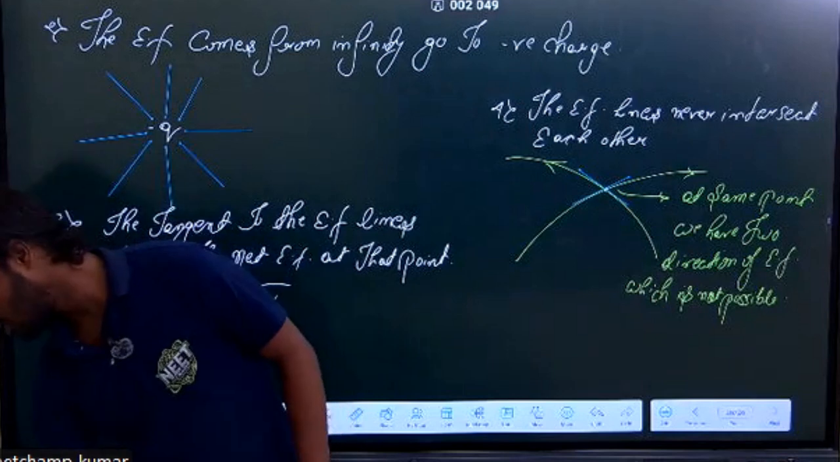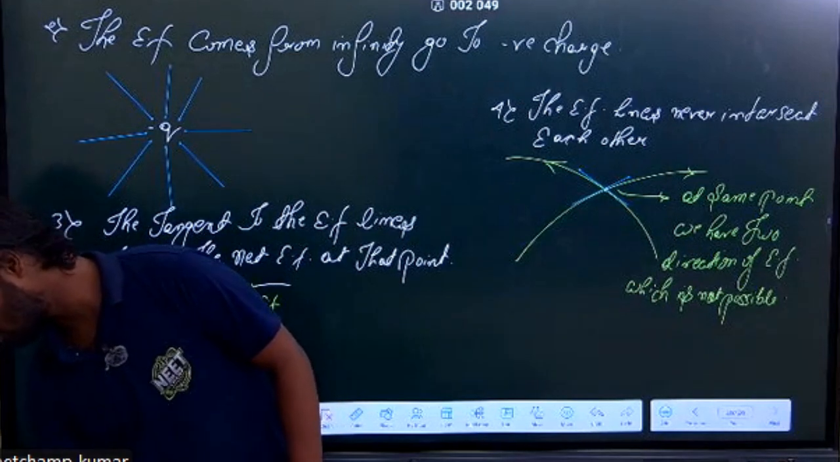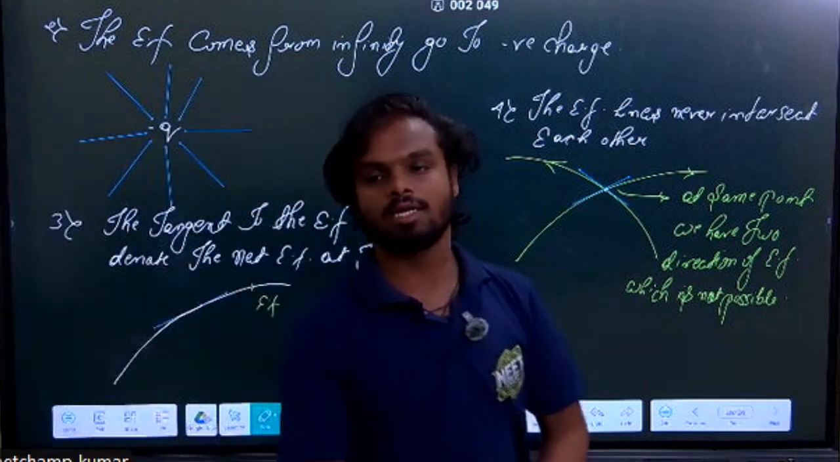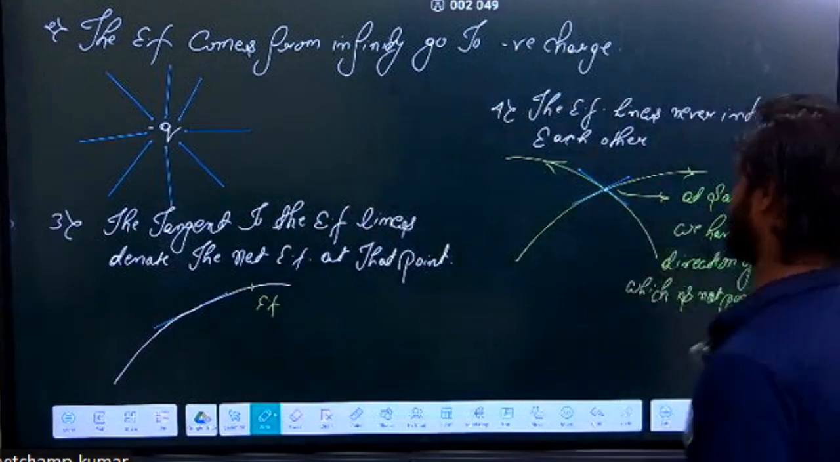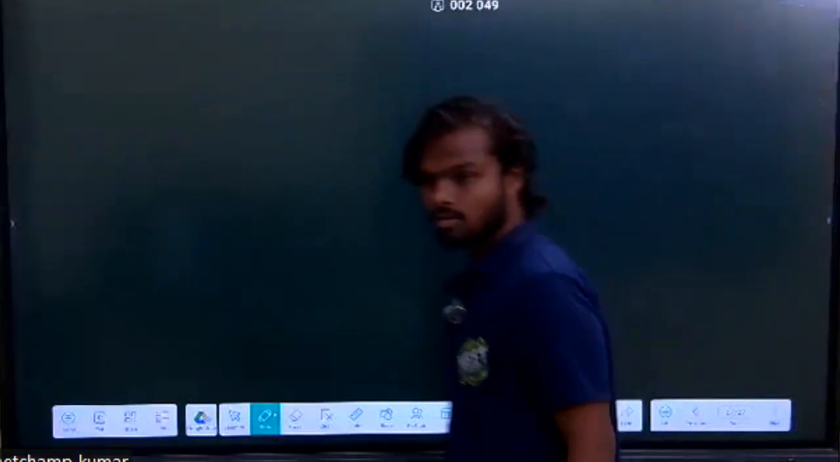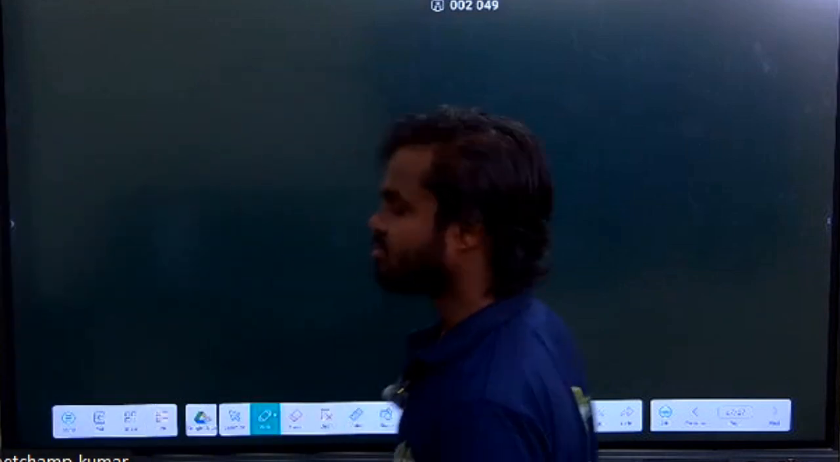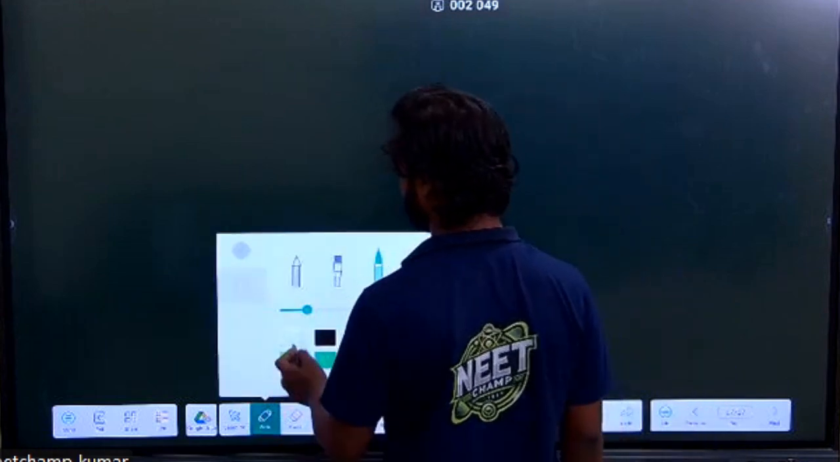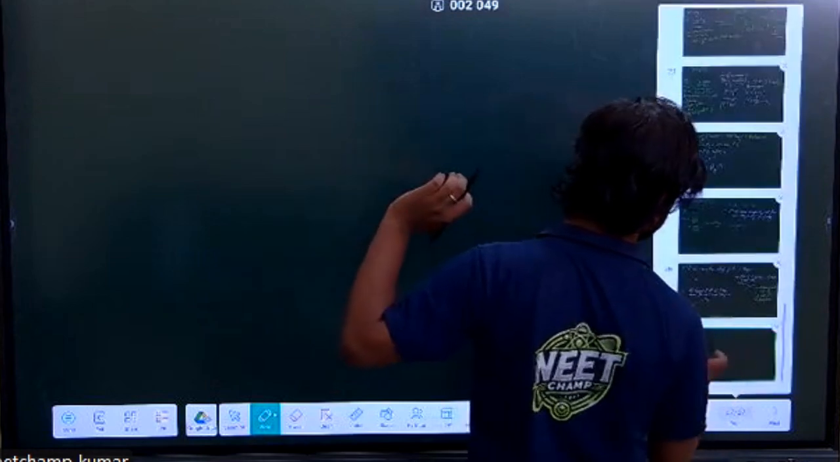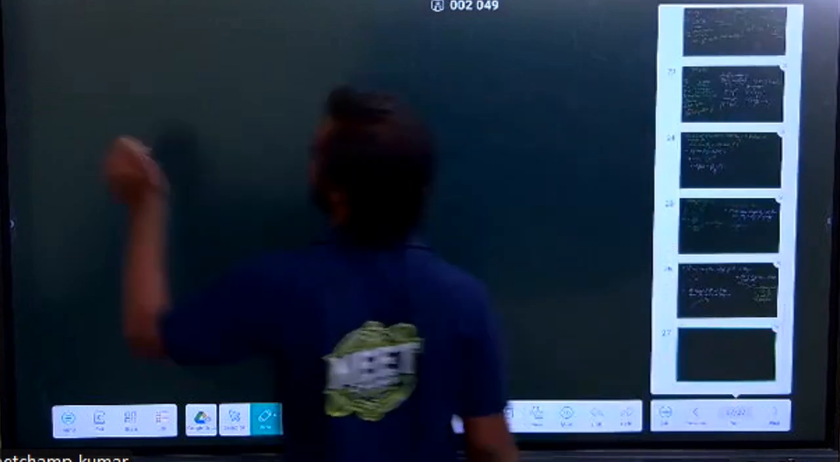Next thing, the electric field lines will never form a closed loop. Remember that electric field lines will never form a closed loop. That is another property of an electric field line, the fifth property.